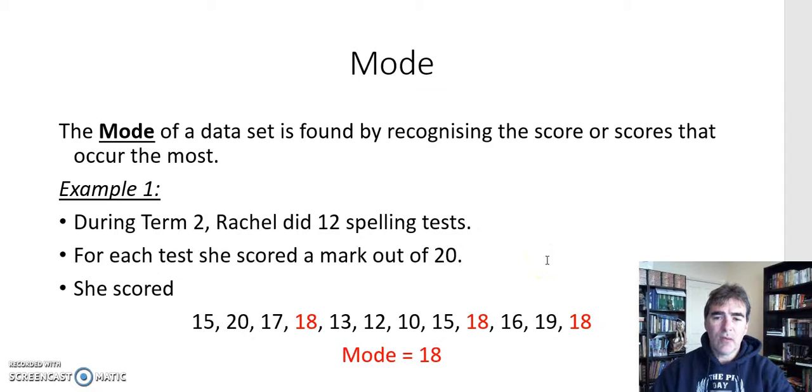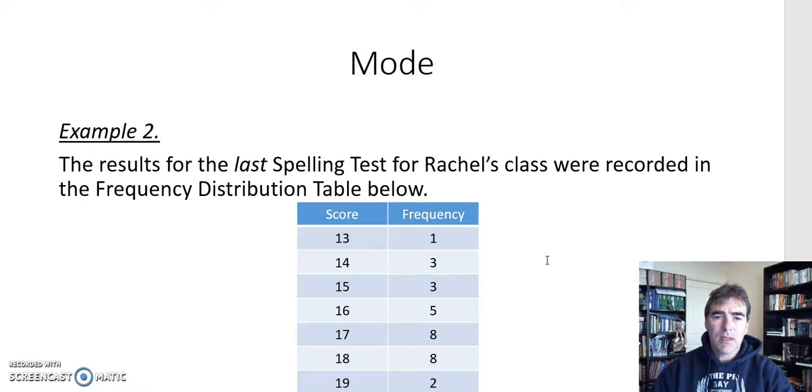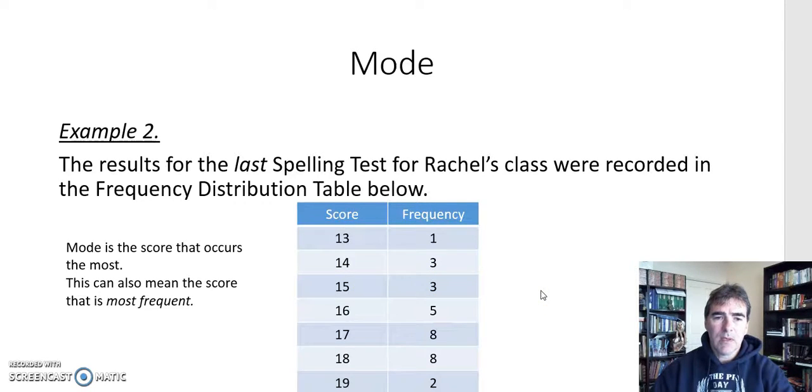We'll now have a look at when we have a larger data set, how we find the mode. So again, Rachel's whole class, remember we had one person who got 13, 3 people who got 14. We want to calculate the mode of this data. So remember, the mode is the score that occurs the most, or the one that's most frequent. So our frequency tells us how many times.